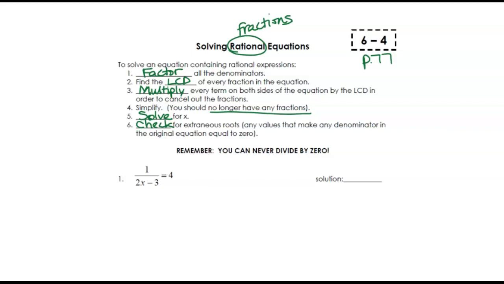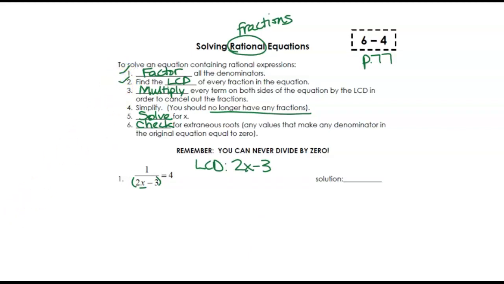So in example 1, I look at my denominator. It only has one factor. It's completely factored, and I can tell that because x doesn't have an exponent. So my least common denominator is just the denominator I have, 2x minus 3. So I have not needed to factor, but I did find the least common denominator.